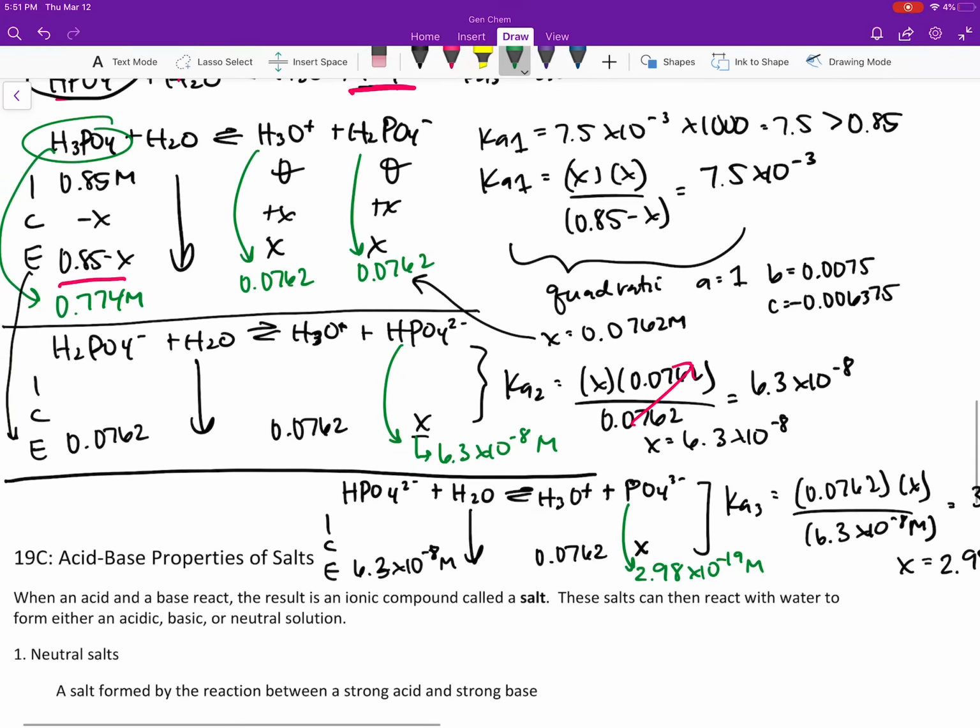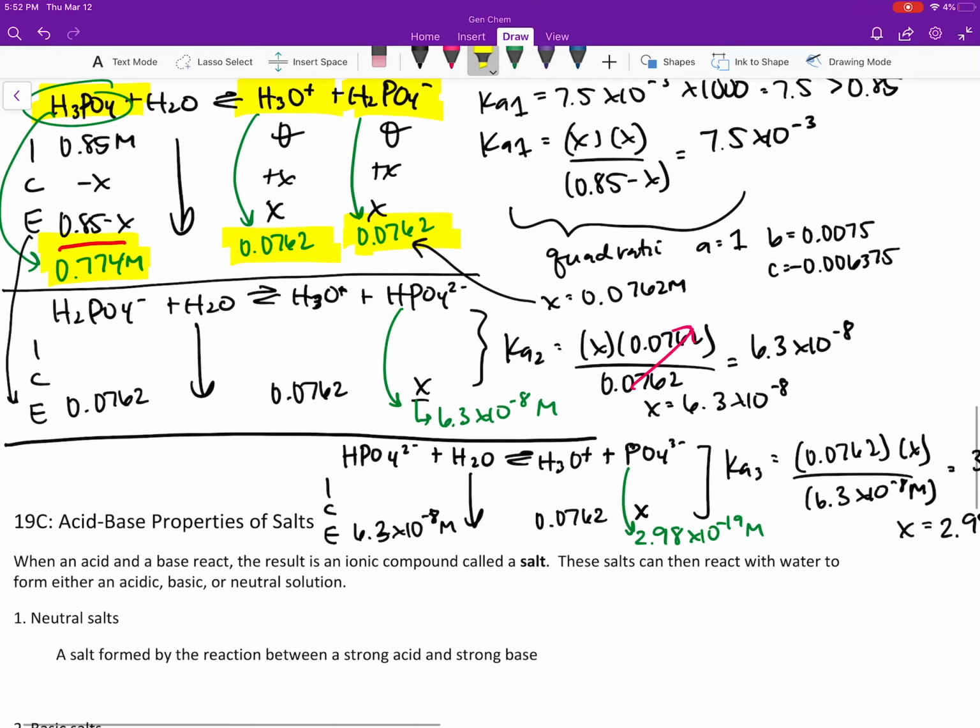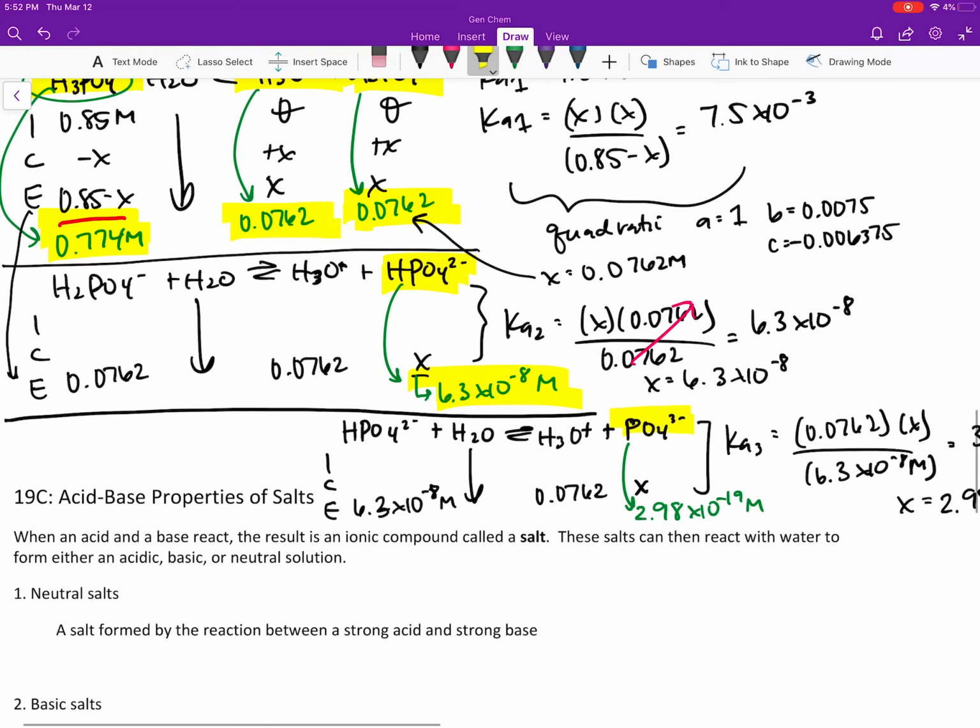So in the end, now we have the concentration of H3PO4, hydronium, and H2PO4-. We got that from the first ice table. Then we used that information to solve for the concentration of HPO4 2-, which was just really equal to its Ka2 value. And then we used all that information to solve for PO4 3- and used the third expression to solve for that.